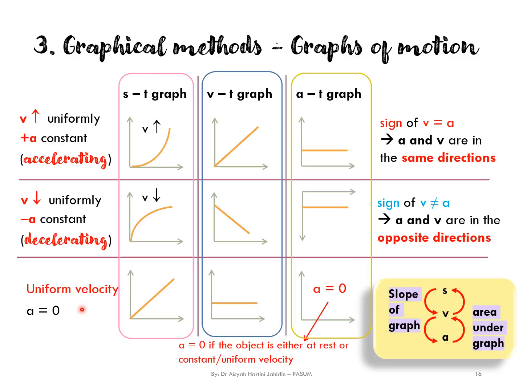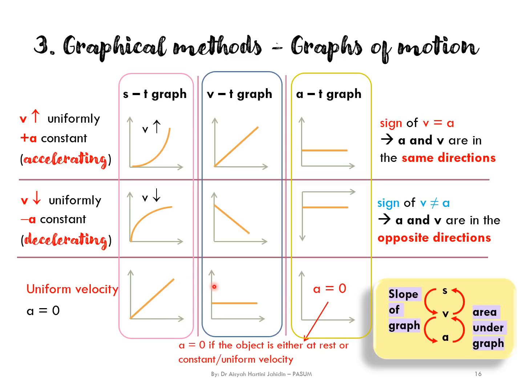Okay, for the last case, if the object is moving at a constant, or uniform, velocity, we will have a equals 0, because the object is neither accelerating nor decelerating. As you know, if the object is moving at a constant speed, then we will have a positive straight line for the s-t graph.